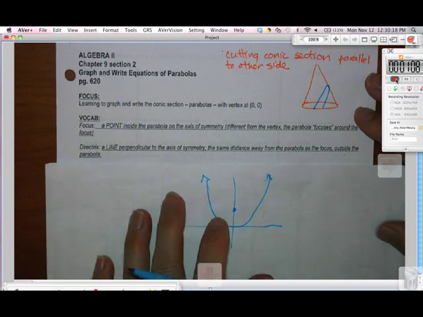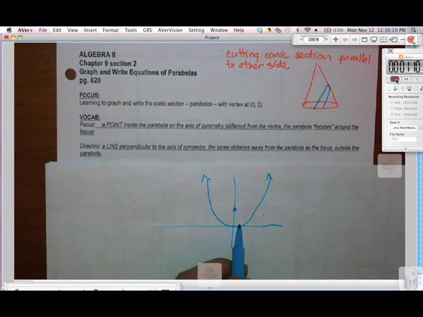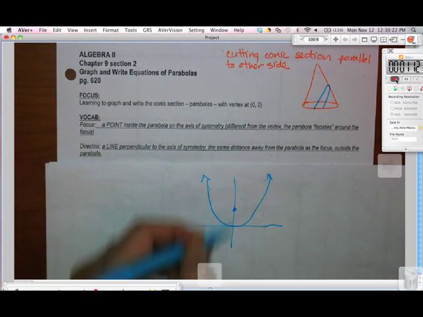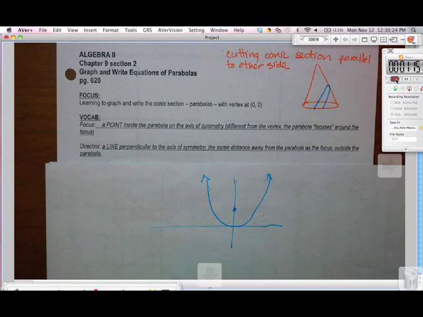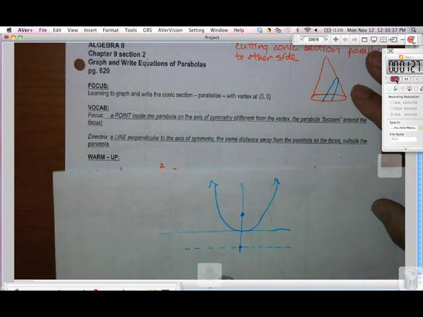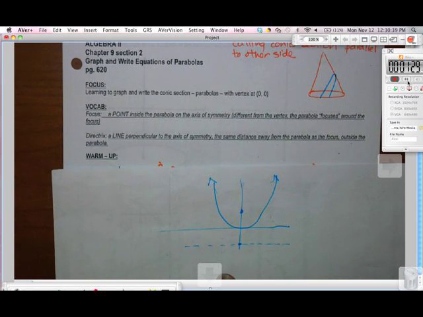The directrix is a line perpendicular to the axis of symmetry. Here's the axis of symmetry. And it's the same distance away from the parabola as the focus, so you would just go to the opposite side of the vertex, and the directrix is a line outside the parabola. And we'll practice more with that. So right now, give the warm-up a try, pause the video, see how it goes, and come back to me.